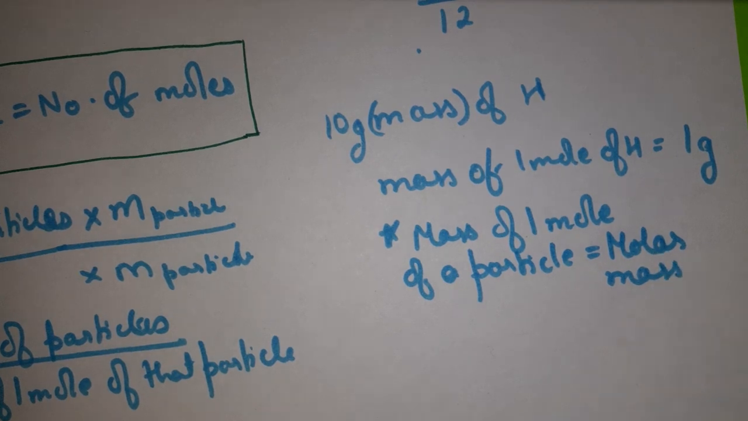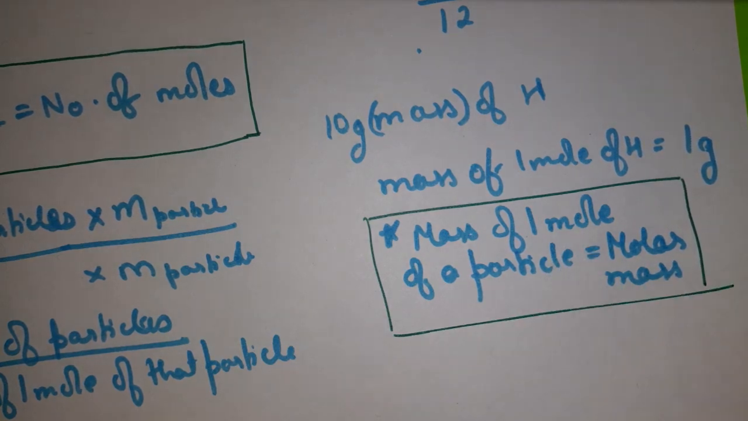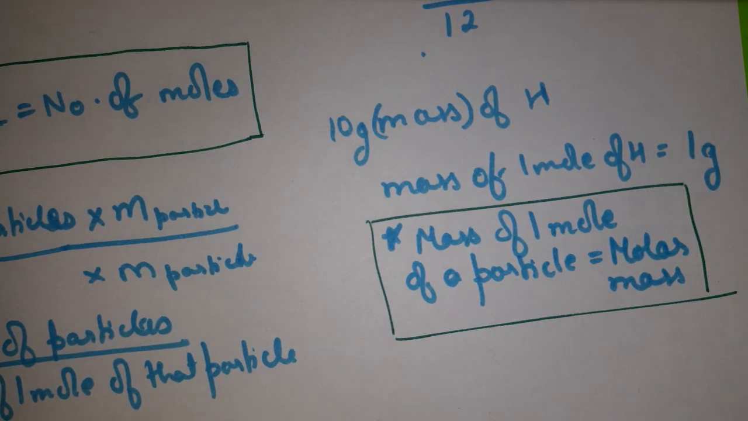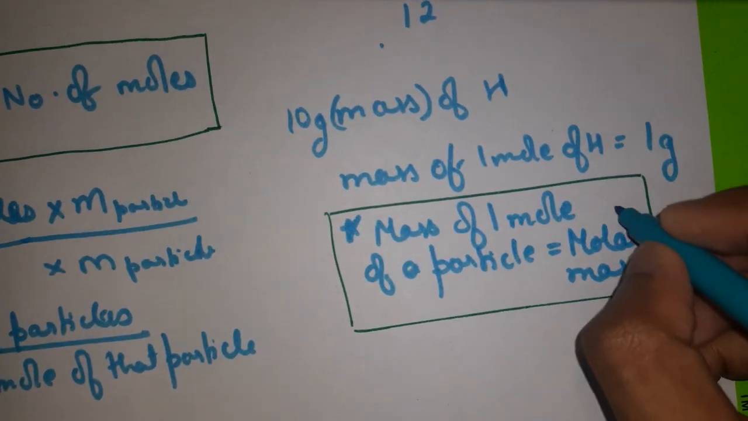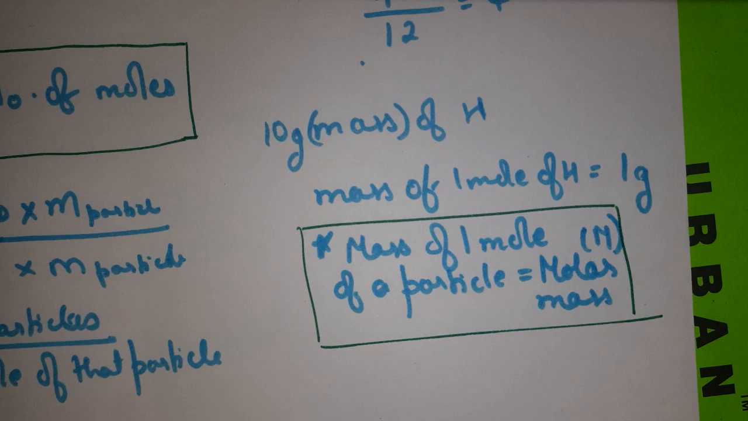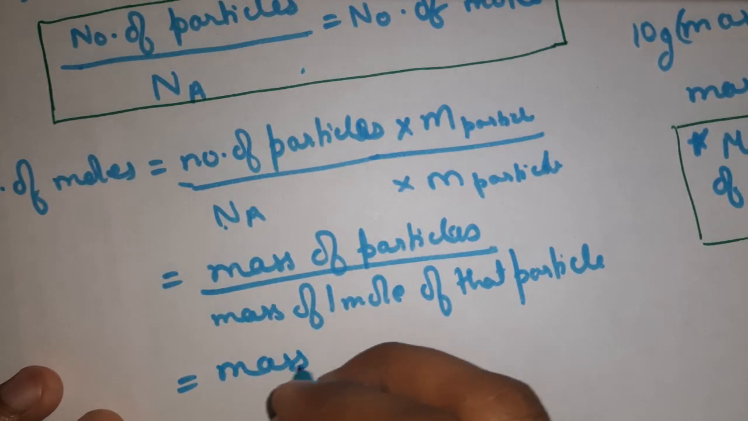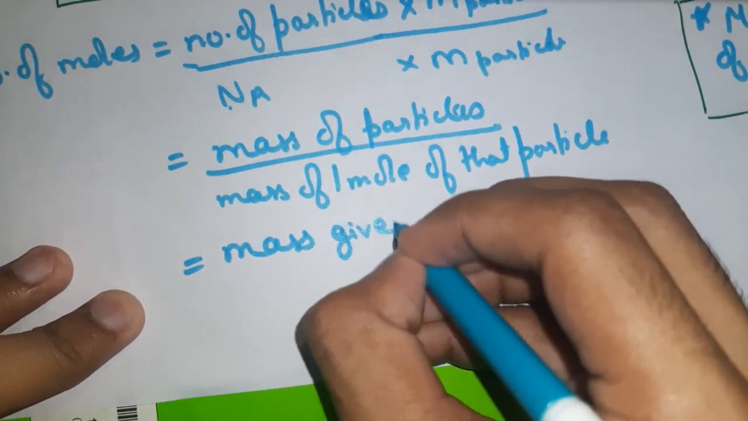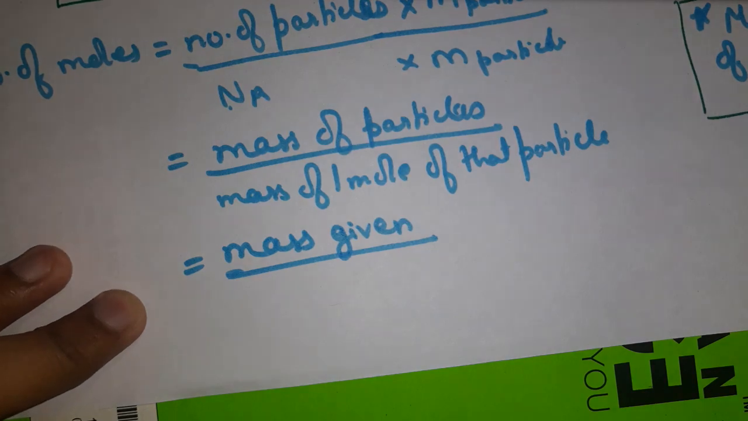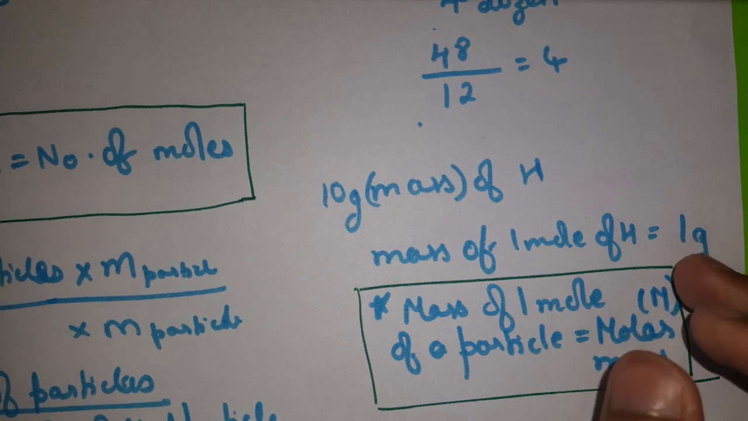So this is a good definition, you should remember this one. Molar mass is represented by capital M. So the mass given in the question, they may give, like, that there are 10 grams of hydrogen, like right here there are 10 grams of hydrogen, and the mass of 1 mole of hydrogen.